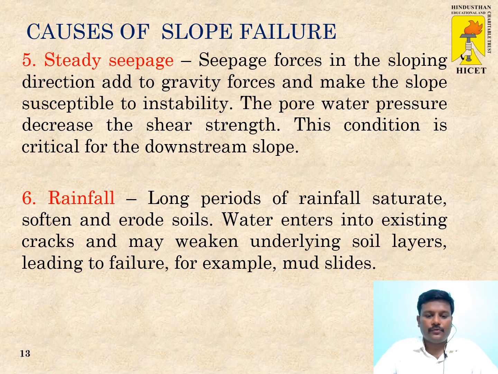And sixth one is rainfall. The long period of rainfall saturates the soil mass. The soil can soften and erode. Water enters into the existing cracks and may weaken the underlying soil layer, leading to failure. For example, mudslides during the rainfall season.